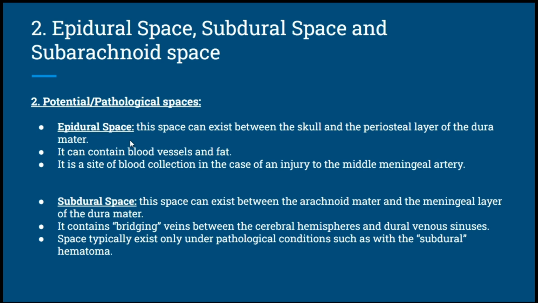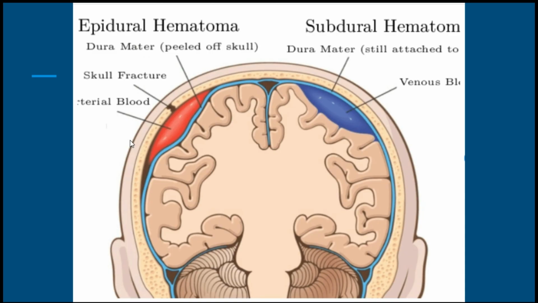This space can exist between the arachnoid mater and the meningeal layer of the dura mater, and it contains the bridging veins between the cerebral hemisphere and the dural venous sinuses. And this space typically exists only under pathological conditions, such as with the subdural hematoma. So let's look at this image. Both of these pathological spaces are shown here.